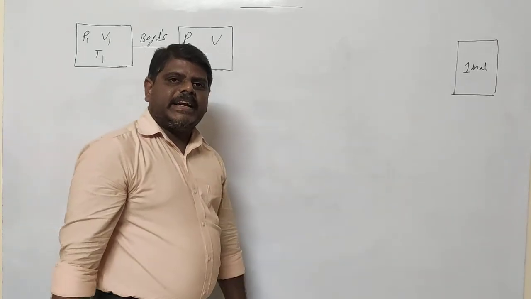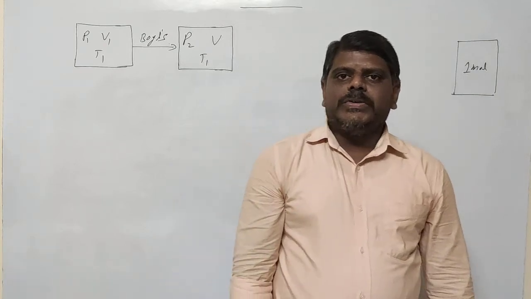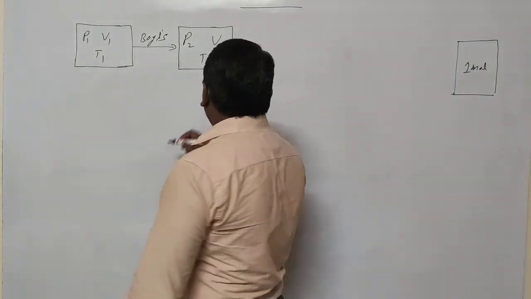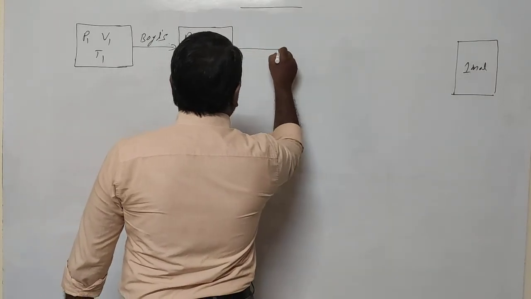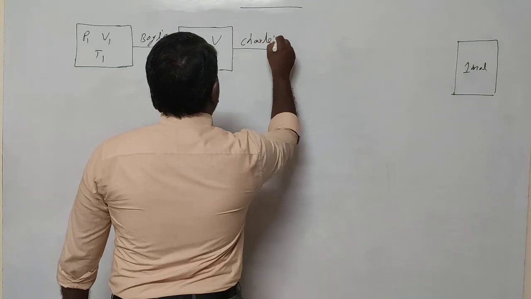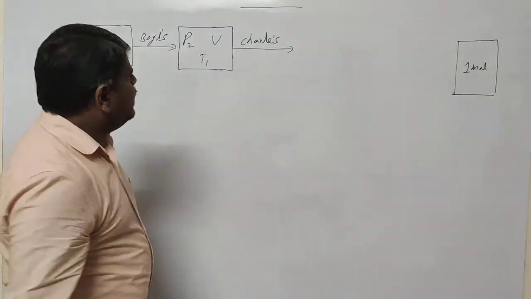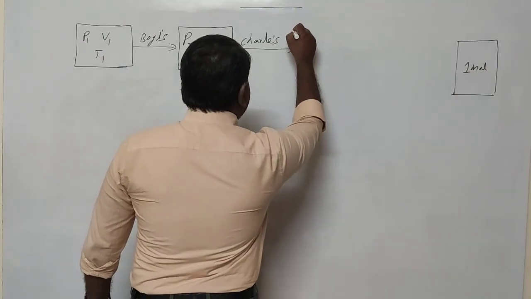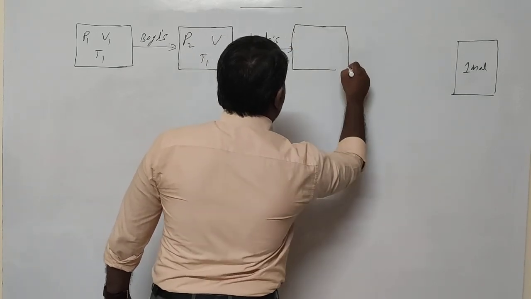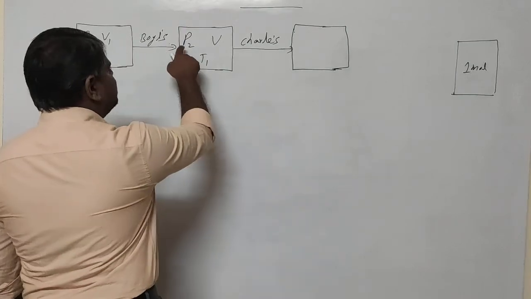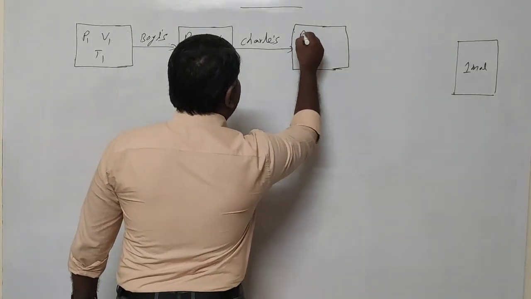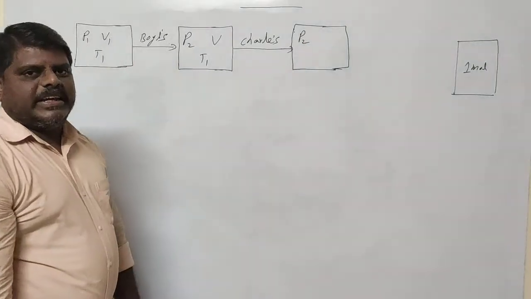Next we go to the second step. In the second step, we are going to apply Charles' law, the constant pressure law. Constant pressure law means the pressure will remain constant. You are not changing the pressure.